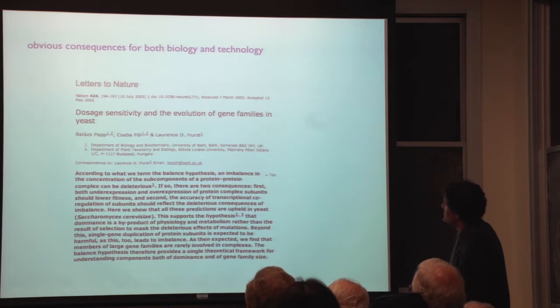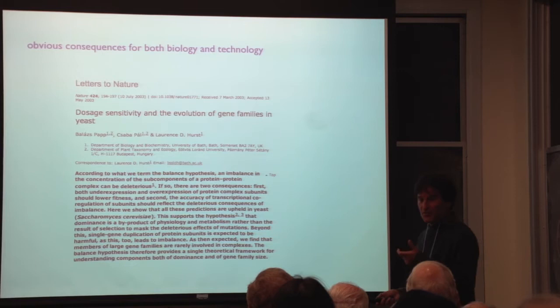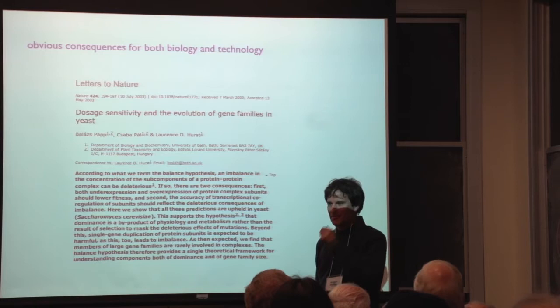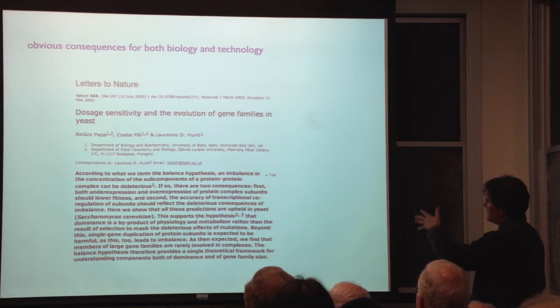Dose sensitivity. According to what we term the balance hypothesis, an imbalance in the concentration of the subcomponents of a 13-protein complex can be deleterious. So the balance hypothesis is basically the hypothesis that you should put in concentrations that are the same as the concentrations in the structure. This was meant not to say that you should take this seriously, but just to say that this is giving us a lot to think about.